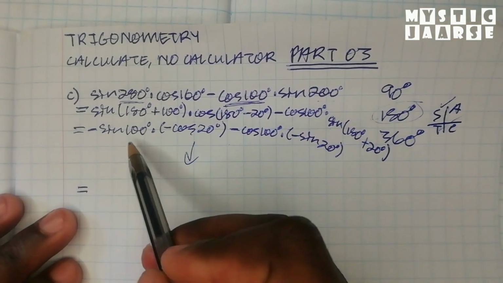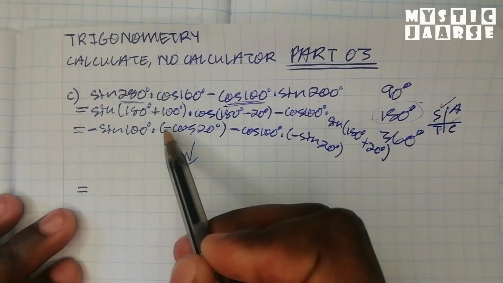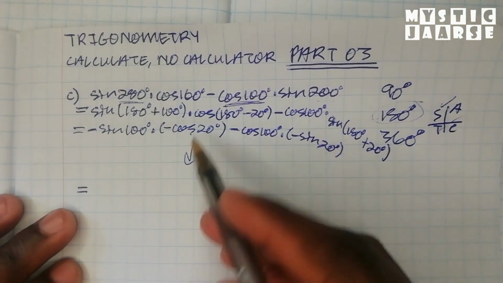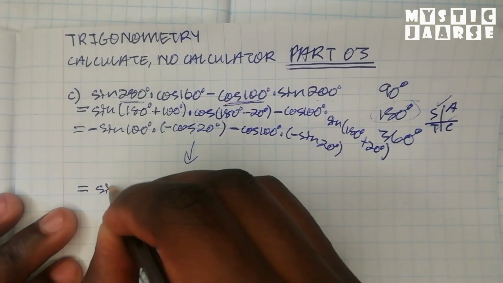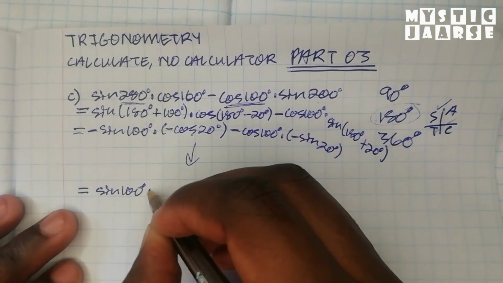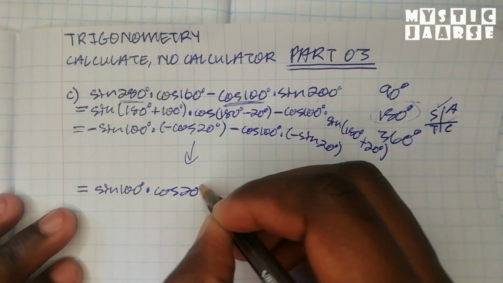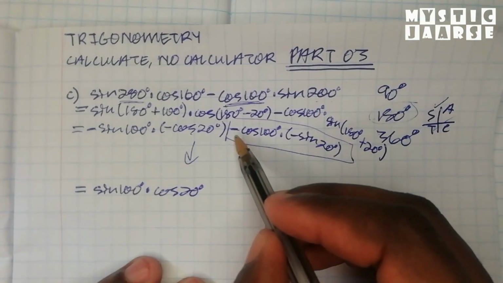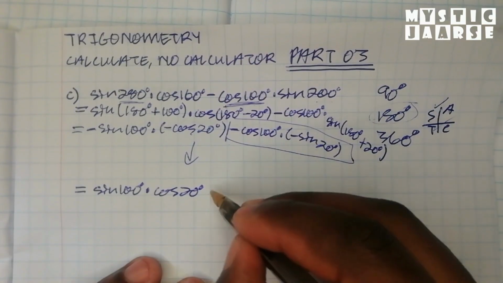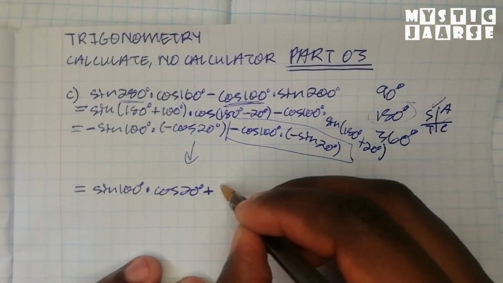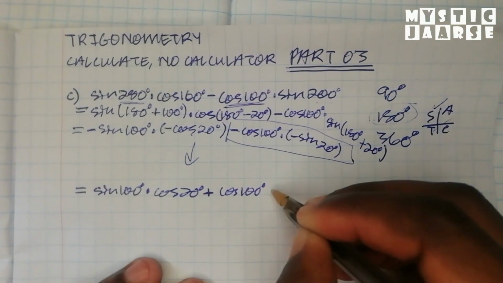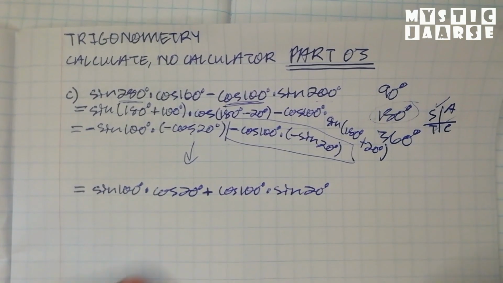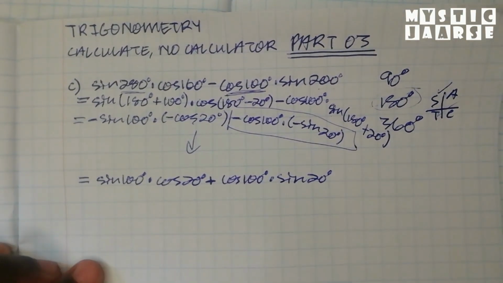So what we have here is a negative multiplying with a negative, so we'll be having a positive pair of trig ratios that are multiplying each other. So we'll be having sine of 100 degrees multiplied by cos of 20 degrees, and here we have negative multiplying by negative, so we will get a positive cos of 100 degrees multiplied by a positive sine of 20 degrees. Now look at what we have.